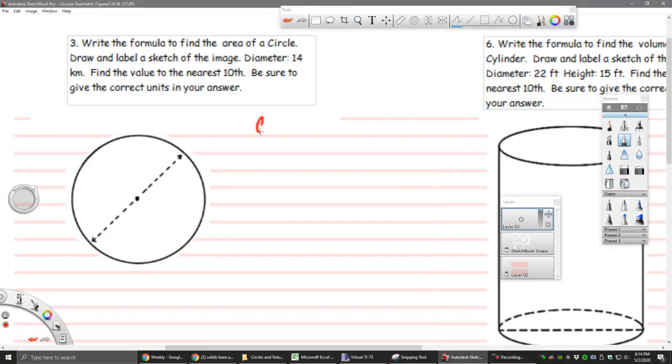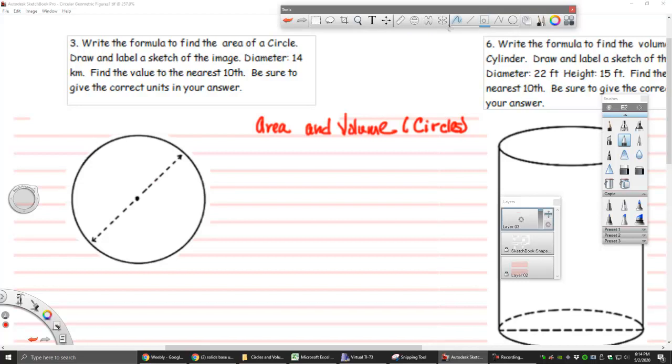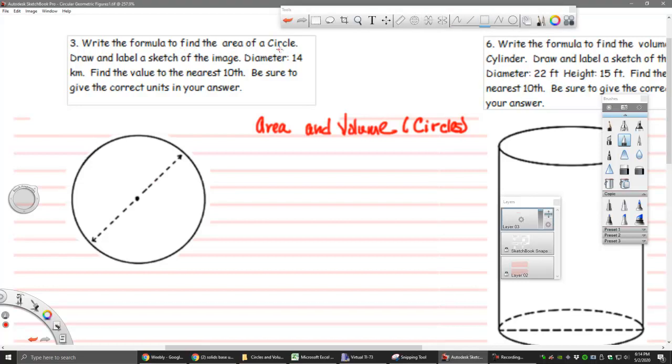In this video, we're going to be talking about area and volume. And the figures and solids that we're going to use are based around a circle. Specifically, we'll be looking at a circle, a cylinder, a cone, and a sphere, which are all based around the formula for a circle.